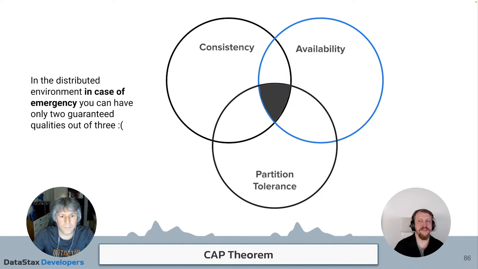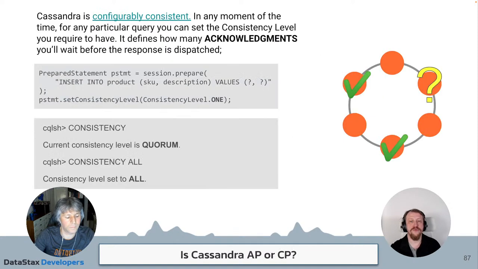Now, people often say that Cassandra is an AP database, and that is a mistake again. Cassandra is configurably consistent, so Cassandra can be in CP or AP mode for different kinds of data, depending on the data you have. We have two primary tools to configure consistency there.